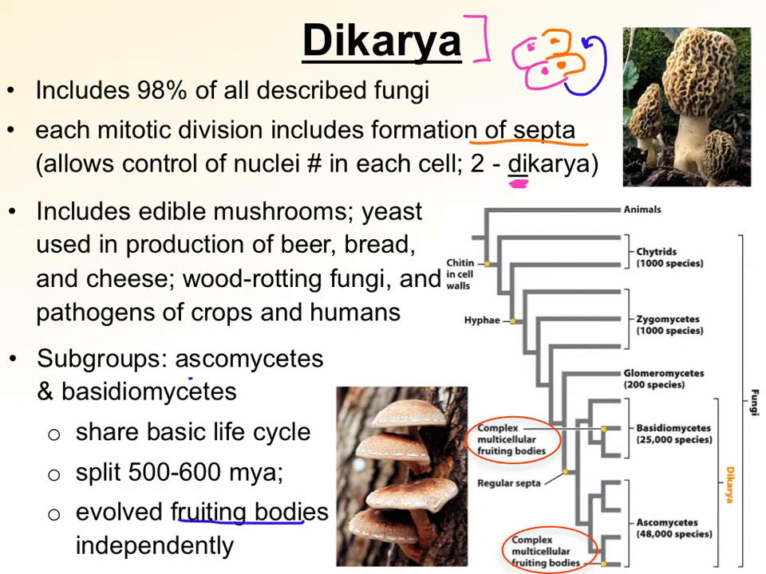So we're going to talk about the two subgroups, and you can see them here to your right, that it evolved twice independently. So there must have been some beneficial reason for this to see it happen twice. So you see it here and you see it here, and they both work in similar forms, although we'll see some differences in how they reproduce.